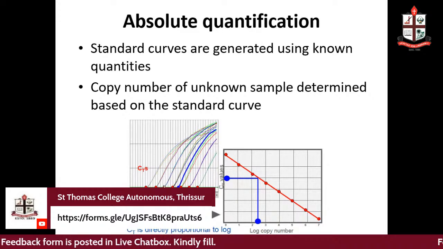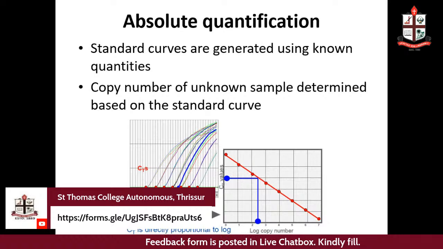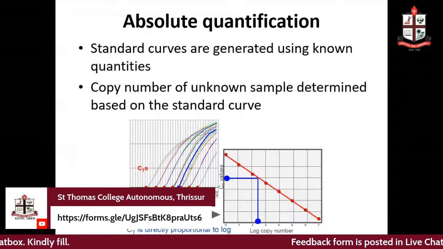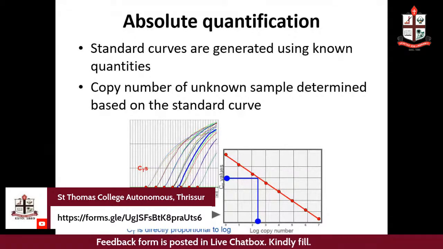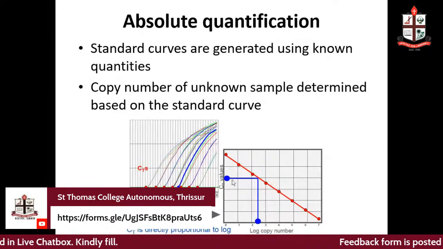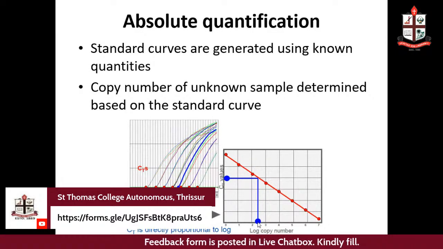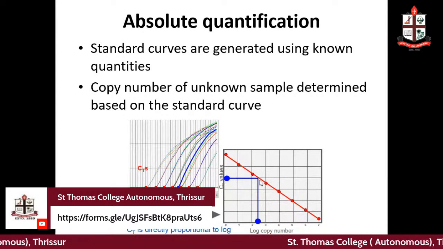So these are the amplification curves for the different standards. Using the Cq values, here also we take the Cq values, and using these Cq values we will create a standard curve. And this blue one is the unknown, where the gene quantity we have to estimate. So using the Cq value of this unknown sample and the standard curve, we can estimate the copy number of that gene. So this is how absolute quantification is done using a standard curve.